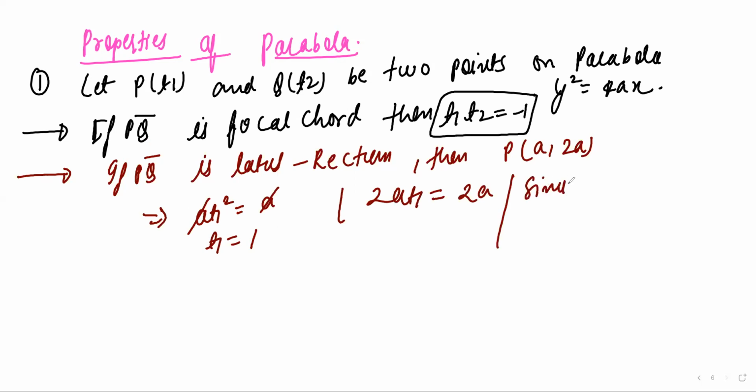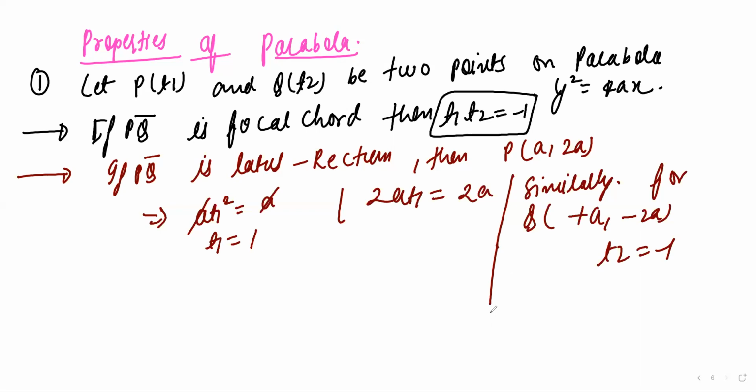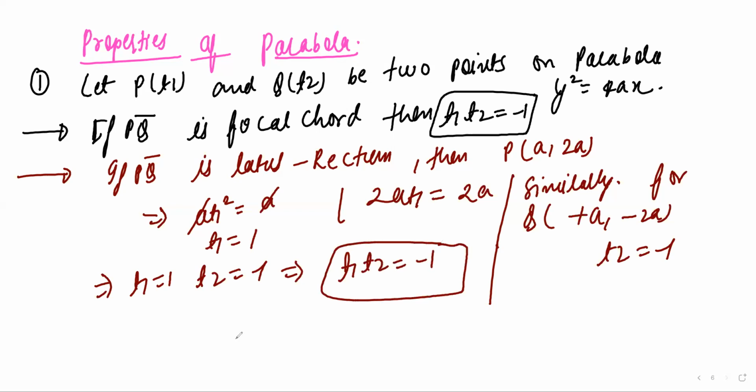Similarly for the Q point, Q is a comma minus 2a. Then T2 will be what? T2 will be -1. Right. So multiplying these two, T1 is 1 and T2 is -1. So the multiplication of T1 and T2 is equal to -1.